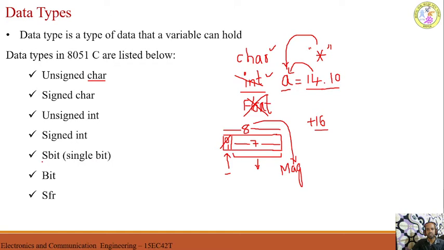Whereas the sbit is used to represent a single bit of the SFR register, and bit is used to represent the bit addressable memory. We know that in the 8051 microcontroller, 16 bytes of memory are reserved to represent the bit addressable data. So to represent bit addressable data, we are going to use the keyword or the data type called bit in C programming. Whereas sfr is used to represent the SFR registers supported by the 8051 microcontroller.